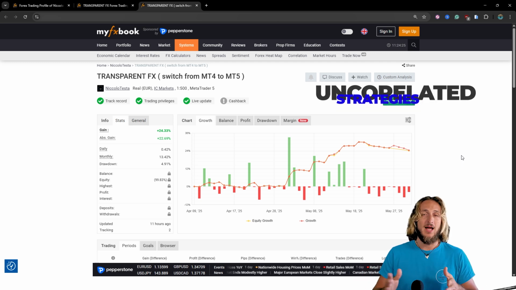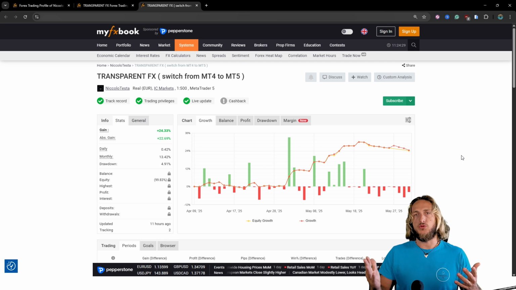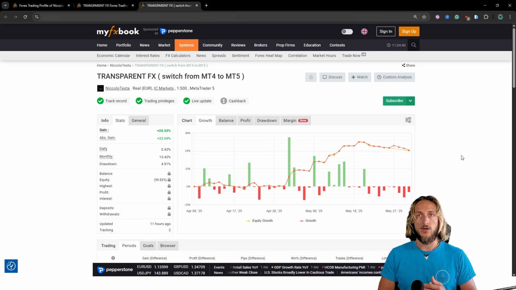What do I mean by uncorrelated strategies? Let's take, for example, EUR/USD. You develop a strategy which is a trend following strategy for EUR/USD. Then you develop another strategy which is a range trading strategy for EUR/USD. Well, when EUR/USD is trending, obviously I'm oversimplifying here, but just to give you the idea.